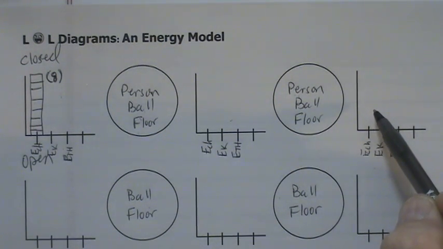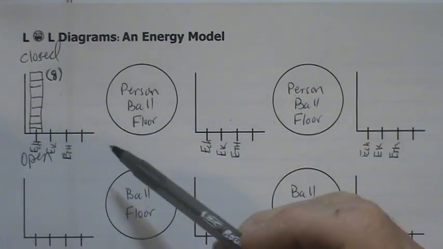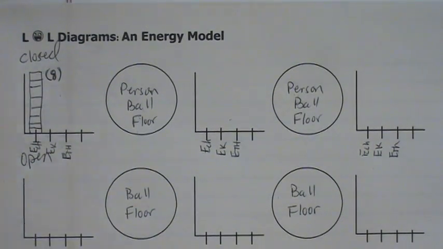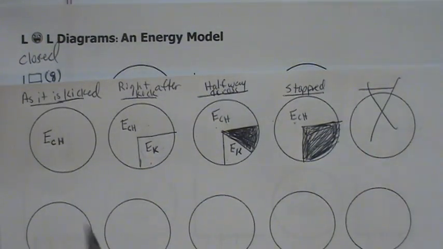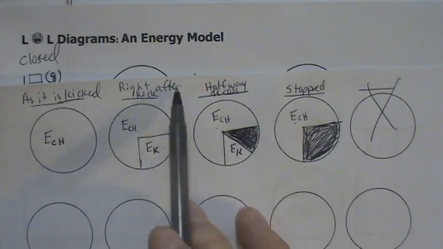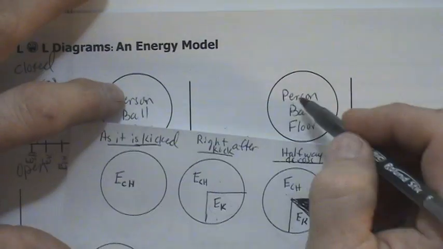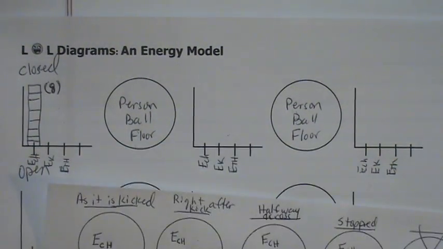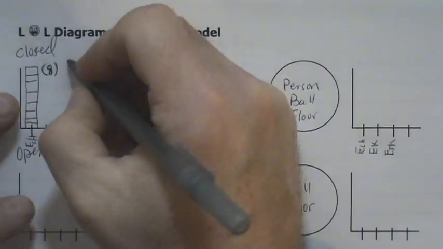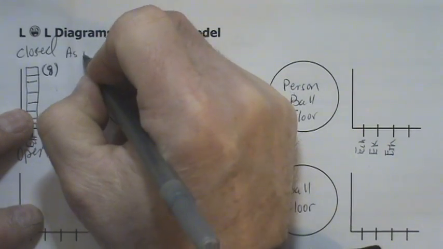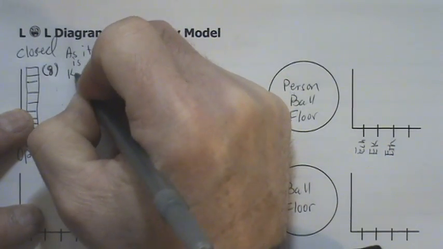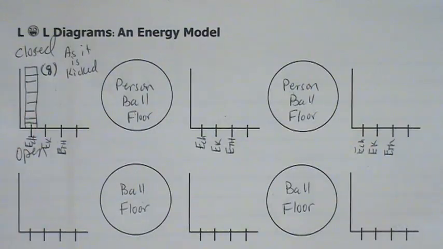By the way, I did skip an important part of this also. On this, we labeled each of the energy pie charts with the part of the interaction we're looking at. We label the diagrams. We don't label the circles. Once again, the circles are our system. We label the diagrams. So this first one is as it is kicked.